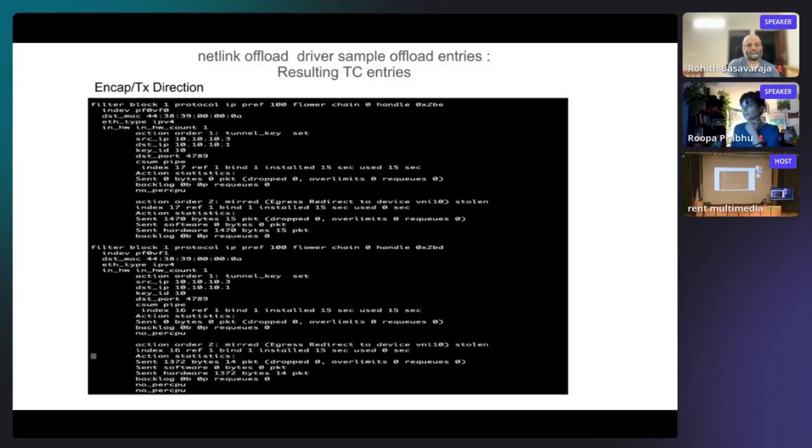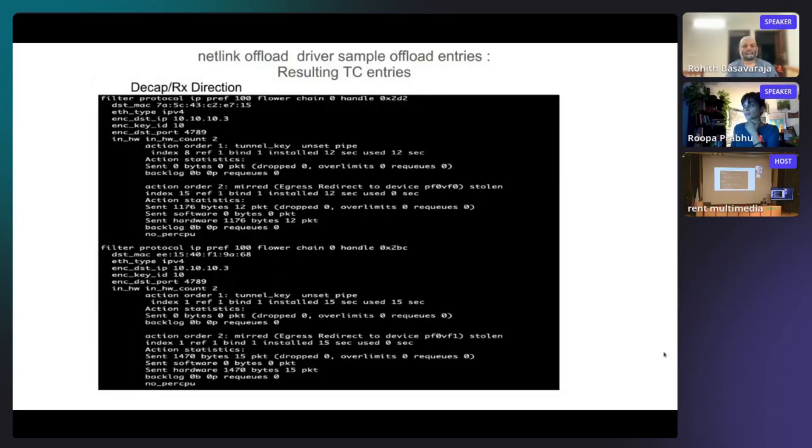The actions here indicate that we are doing the encapsulation where the destination IP is 10.10.10.1, as we saw in the previous slide, the tunnel IP we need to use. The source IP is the local IP for the tunnel, 10.10.10.3 here, and then the destination port. This is the VXLAN encapsulation, and once it is done, we direct onto the VNI interface, which is VNI 10. Once it goes over VNI 10, we have a corresponding entry to do an underlay rewrite and send it onto the uplink. So this is the encap direction. We can go to the next slide.